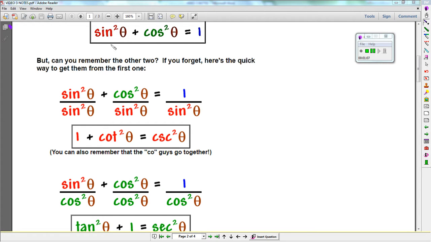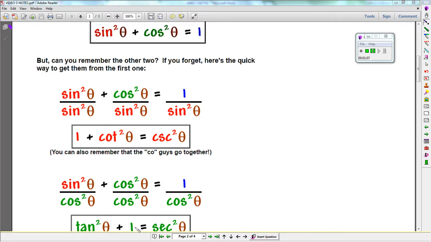So again, we start with the first identity, sine squared plus cosine squared equals 1. But now instead of dividing by sine squared theta, you divide by cosine squared theta on both sides. So on the left hand side, you divide by cosine squared theta for these two terms. The same thing on the right hand side. Then you are going to simplify. So here sine squared theta divided by cosine squared theta, using the quotient identity, sine divided by cosine is tangent. So this will be tangent squared theta.